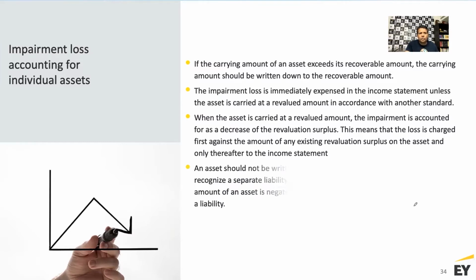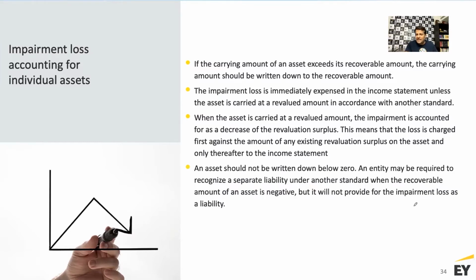And an asset should not be written down below zero. Below zero, there's nothing out there, there's no more loss, you already impaired it. Below zero, there can be a question of potential liability: do I need to pay actually to continue to operate this asset, and is there a present obligation? So you've got to look again at the definition of liability, and then determine whether I need to record an obligation in my financial statements. Otherwise, you don't go below zero.